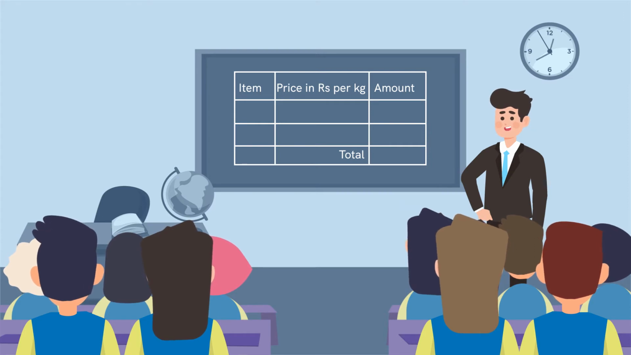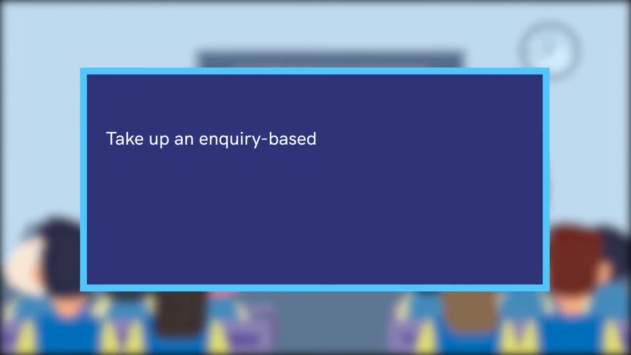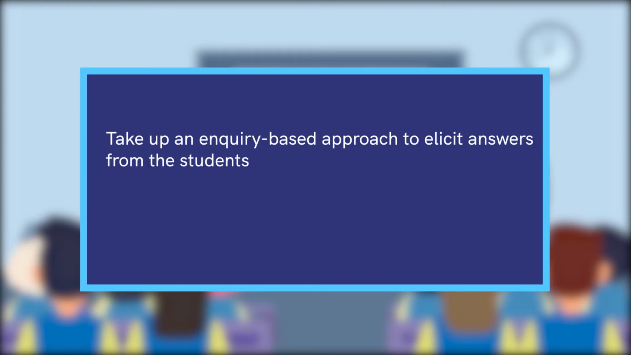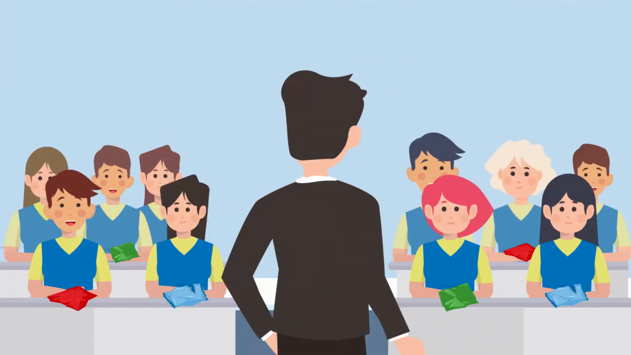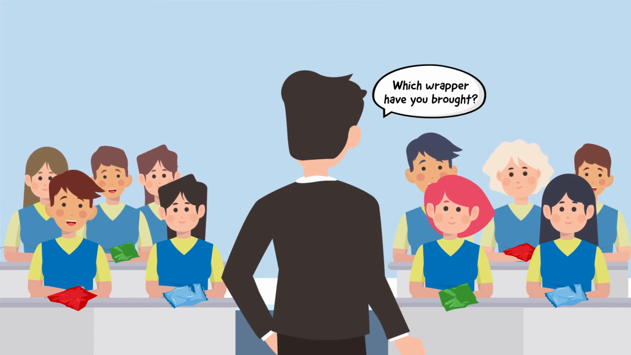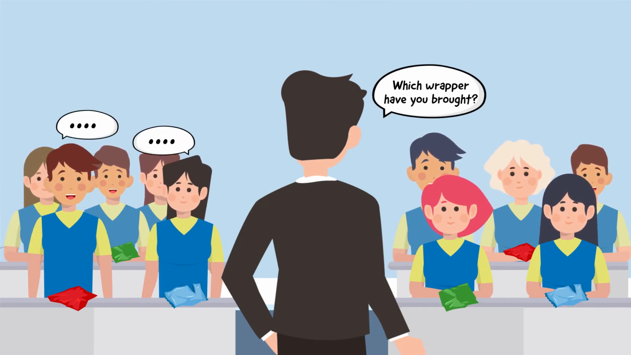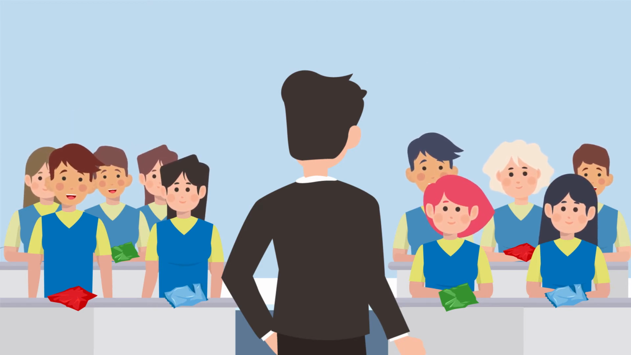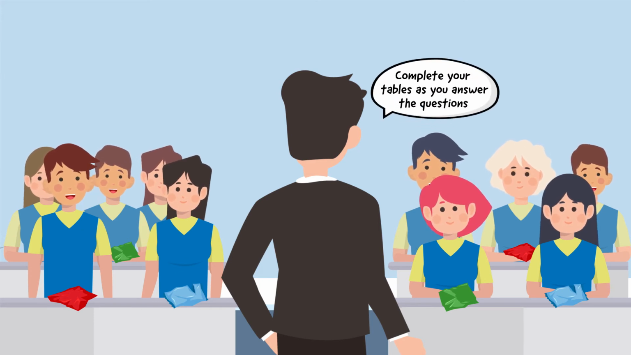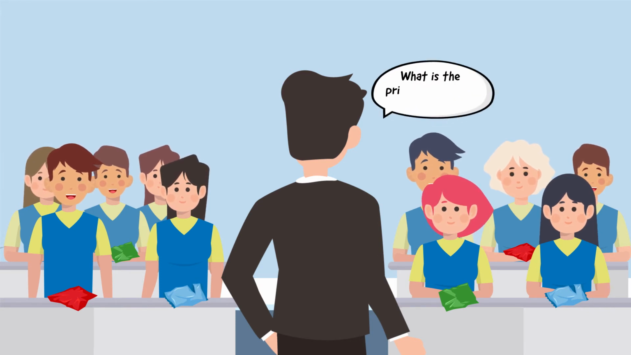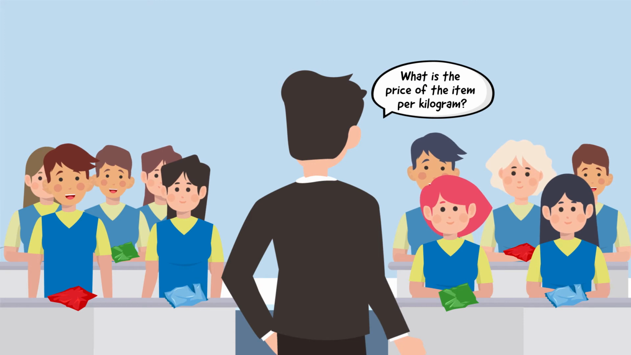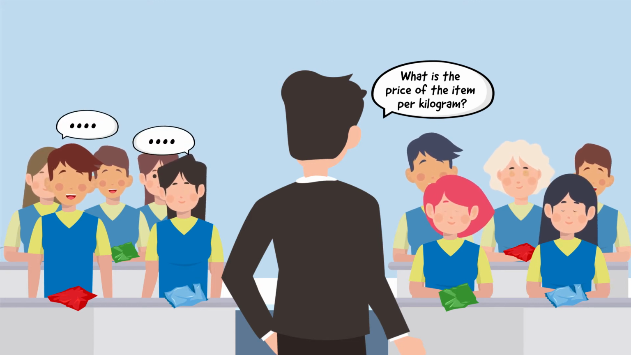Once all this is done, we will take up an inquiry-based approach to elicit answers from the students. So, we will ask the following questions from each pair of students to estimate fractions. Which wrapper have you brought? Students will respond depending upon the wrapper they have brought. Accept their responses. Ask the students to complete their tables as well as they respond. Now ask them, what is the price of the item per kilogram? Allow the students to respond.